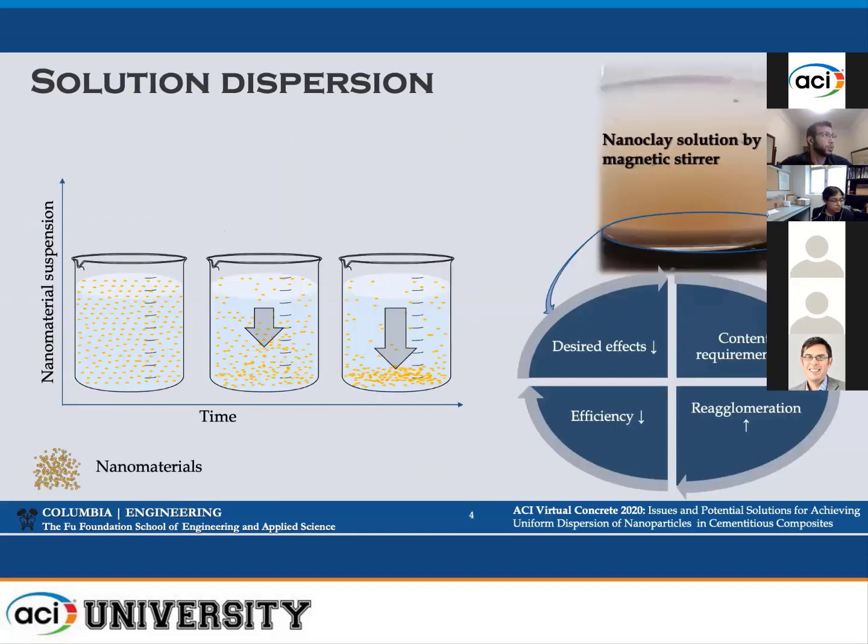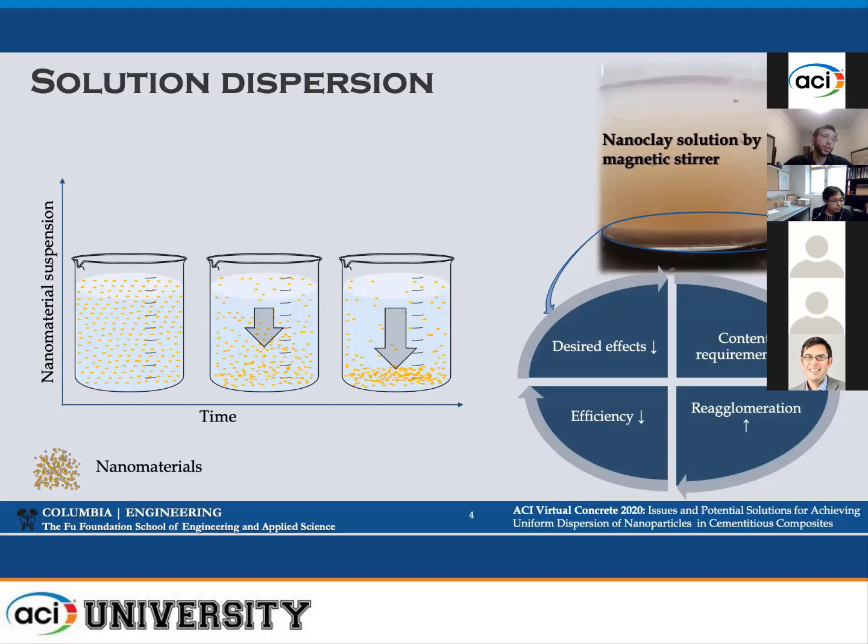Now, when we talk about solution dispersions, there is a time limit for which we can maintain suspension, especially if we're not using any surfactants. Over time, when these solutions are idle, the process of reagglomeration will start. As you can see from the example on the far right of the presentation, this is a nanoclay solution prepared by magnetic stirring, which is one of the common ways to prepare a nanoclay solution. And we can see the excessive agglomeration that causes sedimentation at the bottom of that container.